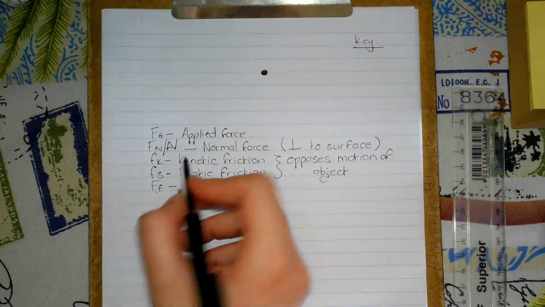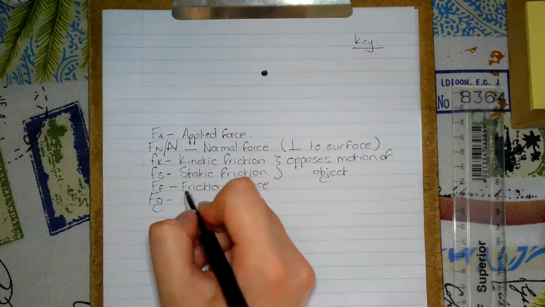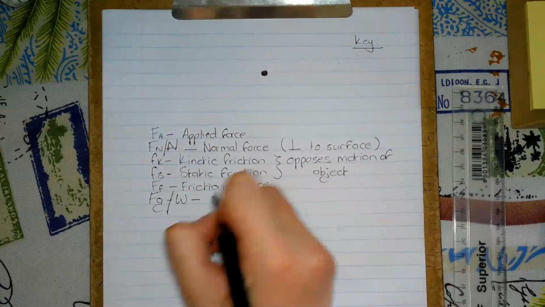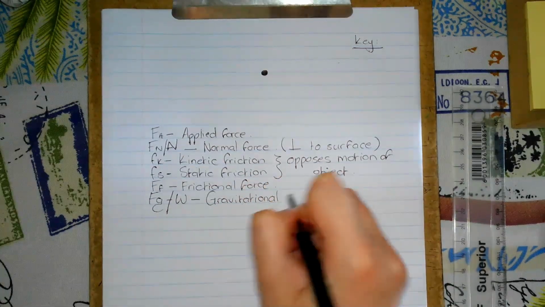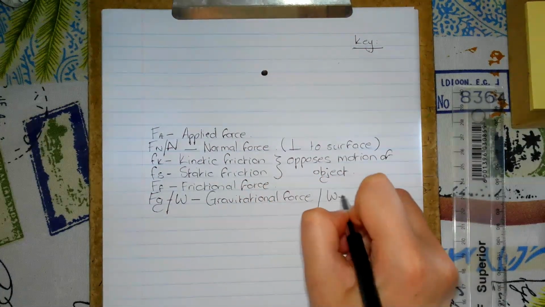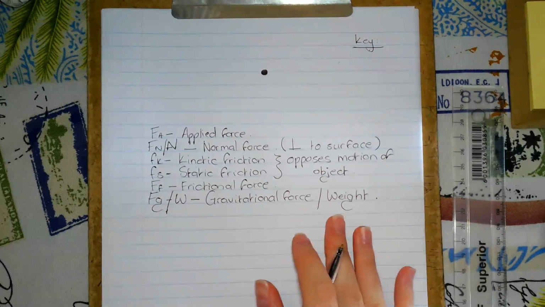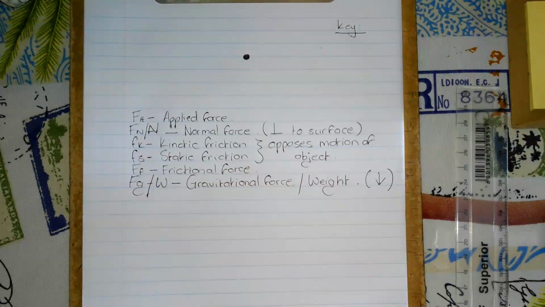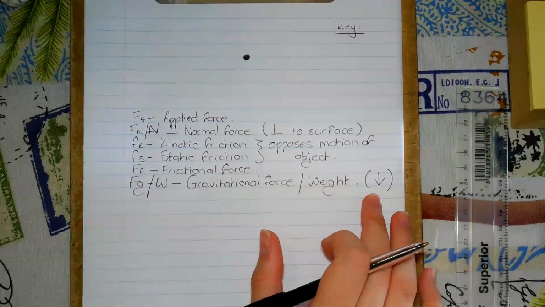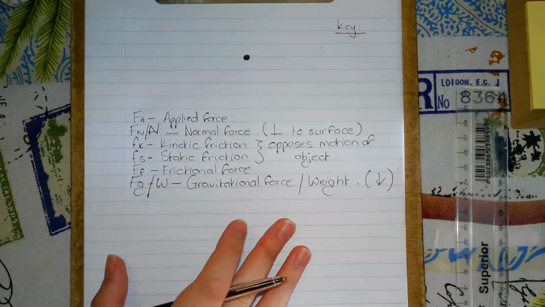Okay. Then we have Fg, or you could actually call it W for weight. That is gravitational force, or weight. This is always down. So I'm just going to put an arrow showing down. That basically means that regardless of where your object is, what your object's doing, gravity is always going to be straight down. I'm emphasizing that it's straight down because we are going to get to a few examples where sometimes people don't draw gravity down.